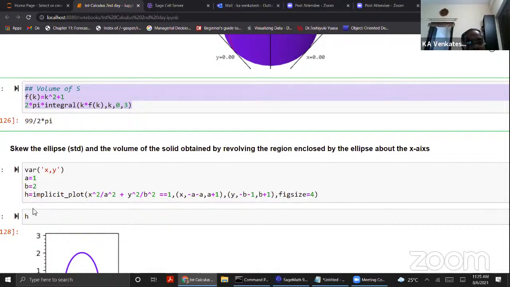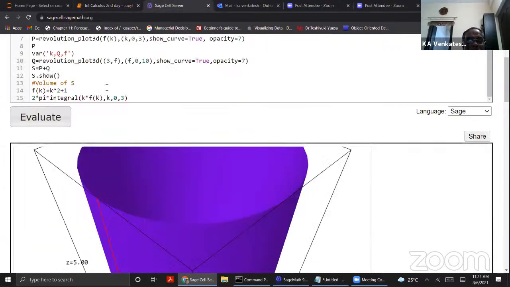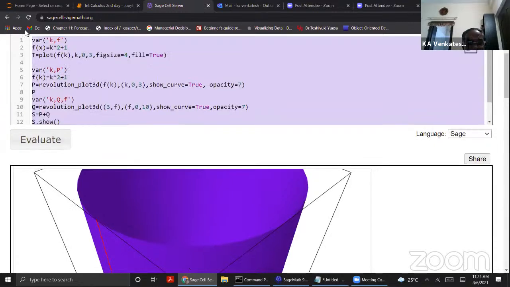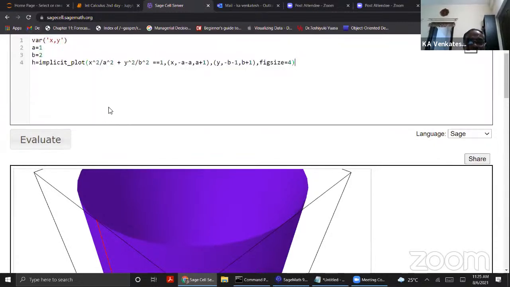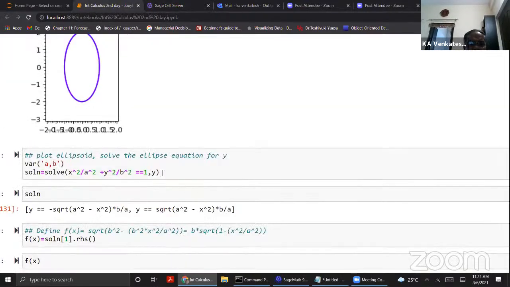Yesterday we talked about that. This you take as it is. I'll put it in the Sage Math cell, then you can borrow it. I'll put it together, then you can work on that.